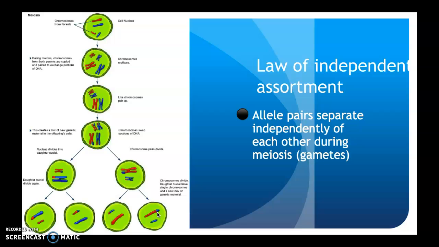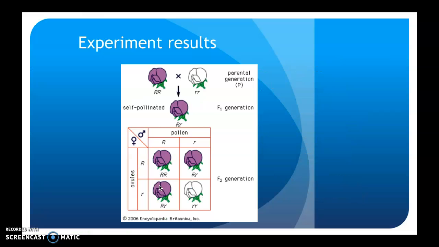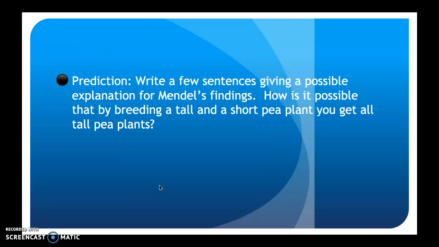So law of independent assortment: allele pairs separate independently of each other during meiosis, meaning every time a gamete is made, it's random which chromosomes end up in that gamete. And this example only has 4 chromosomes. Imagine 46 all being randomly assorted. So every single sperm cell or egg cell is very unique to itself. And that's why, and we're going to talk more about that, you are so unique genetically as well. And then different traits are inherited separately. All right, I'm gonna move on past that.